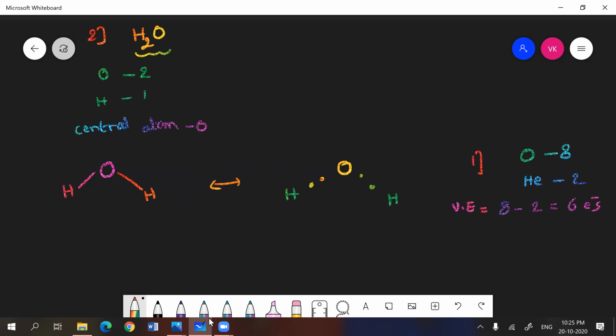Do not write single electrons. They will be in the form of pairs. So 2 pairs will be there. But hydrogen has only 1 electron, so for that no need to count anything. It has no previous noble gas. So this is the Lewis dot structure of water.